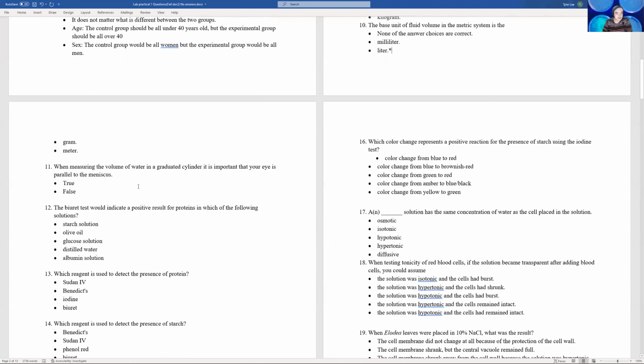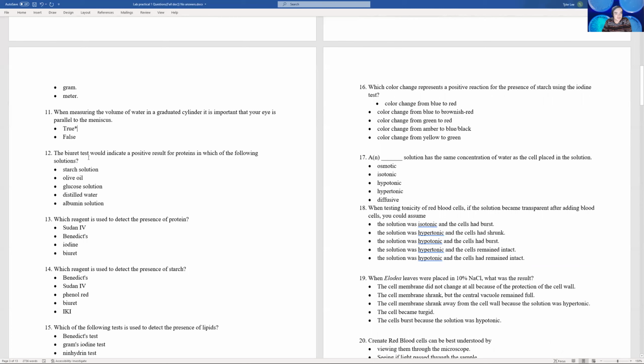When measuring the volume of water in a graduated cylinder, it's important that your eye is parallel to the meniscus. This is true. You have to get an accurate reading on any liquid in a graduated cylinder. You need to get eye level with it, and then take the measurement from the bottom of the meniscus. And you really can't tell where the bottom of the meniscus is unless you're eye level with it. So definitely get parallel to the meniscus.